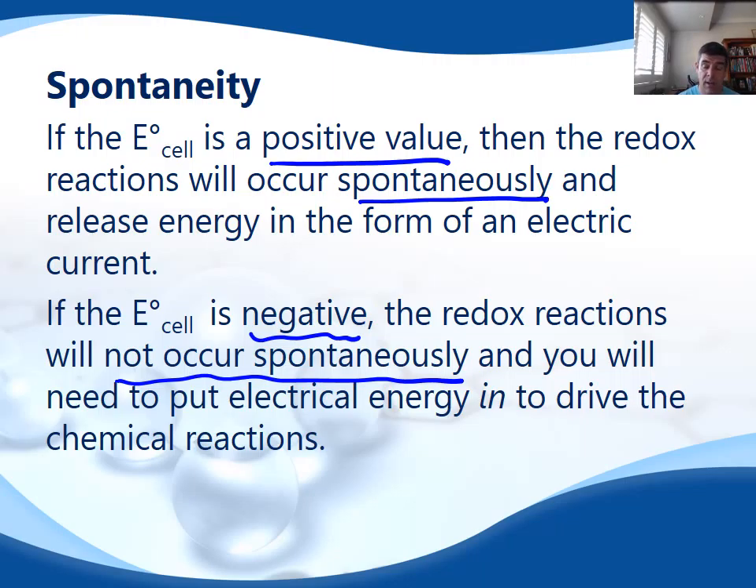The only way we can get a reaction to occur in this case is if we actually put electrical energy into the system of a value equivalent to what we calculated as the magnitude of the negative voltage, and that will then cause the reaction to occur. That would be an example of electrolysis, where we're actually putting in electricity in order to get some sort of a reaction to occur. An electrochemical cell is one where the electricity is generated from the chemicals within and must have a positive value.